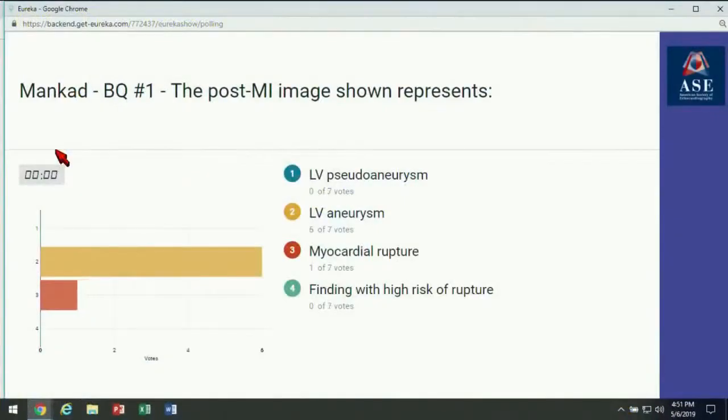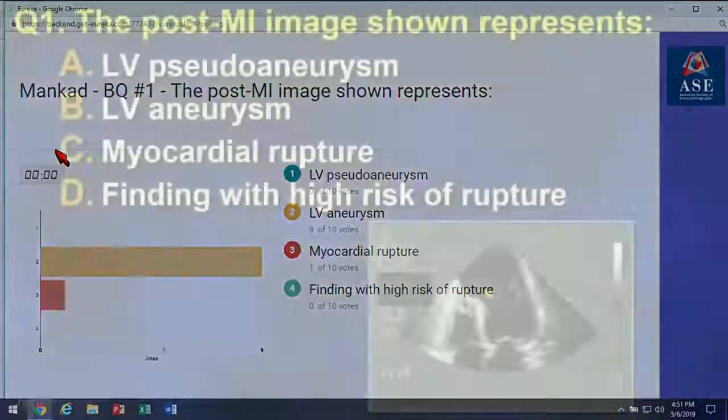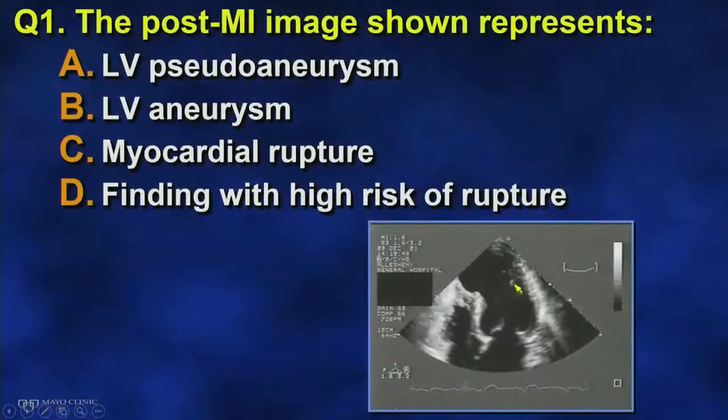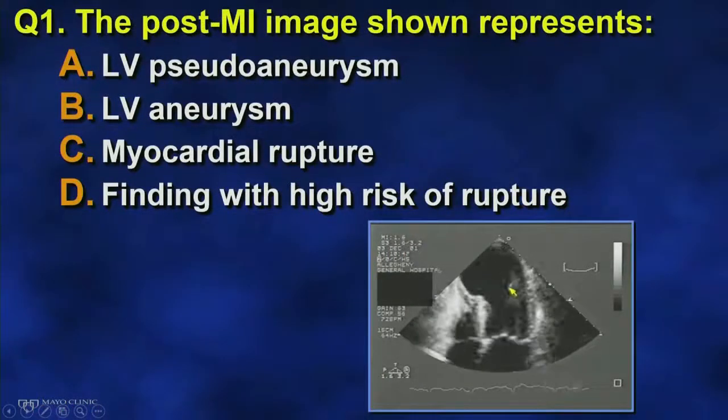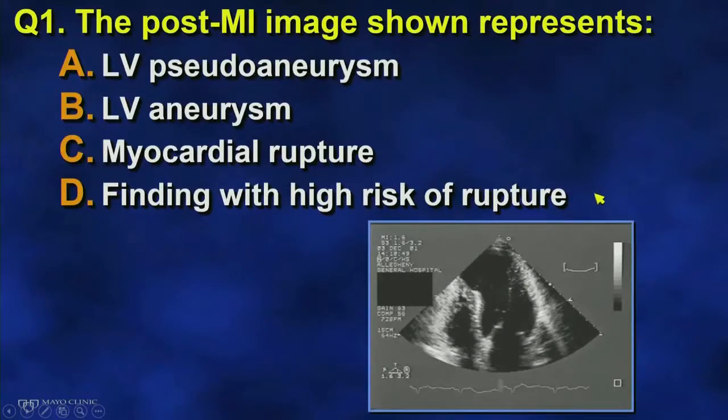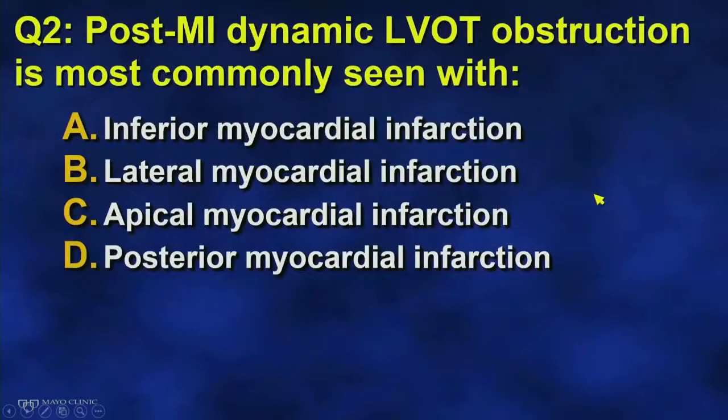Great. Yeah, that's correct. And the key thing here, of course, is the wide neck. They're definitely going to ask you to separate pseudoaneurysm from an aneurysm. And look at the neck. That's really the key. This was an LV aneurysm that I showed during the lecture as well.